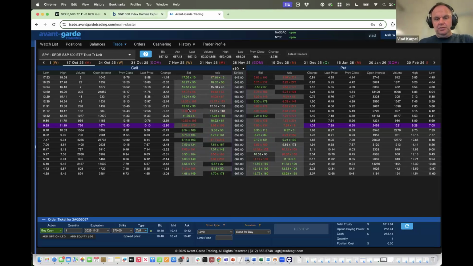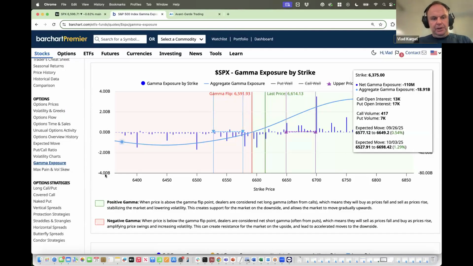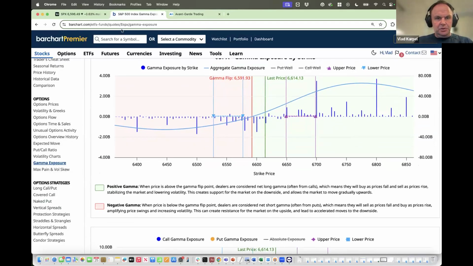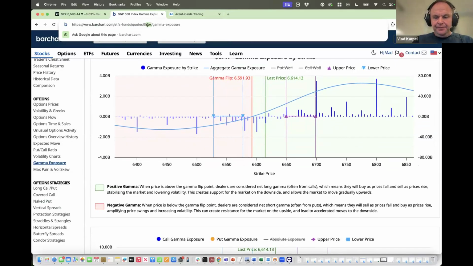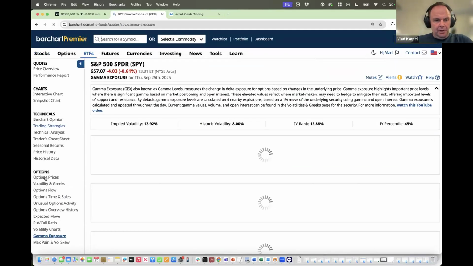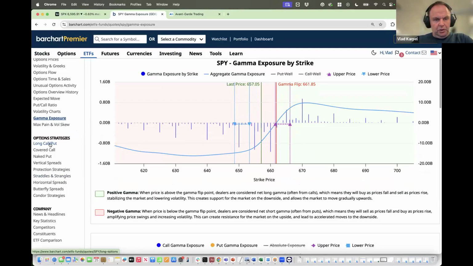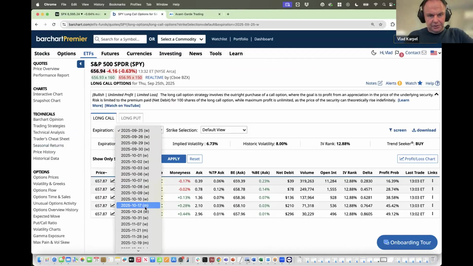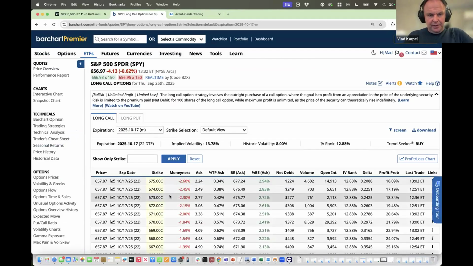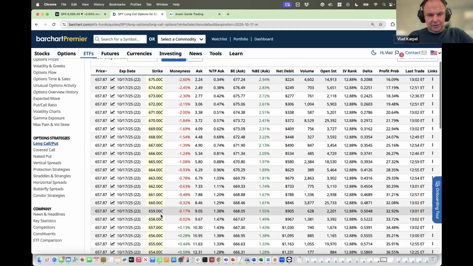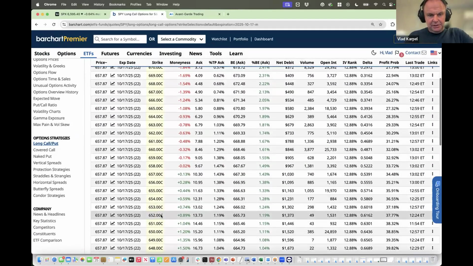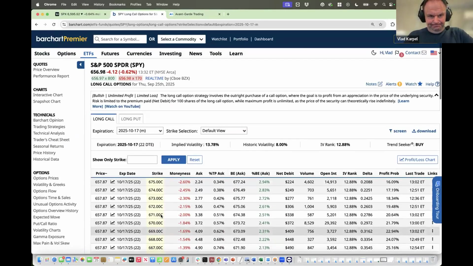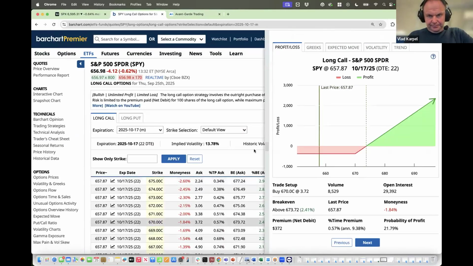And you can always refer to this chart. Here you can go, let's do SPY. Let's say I want to do a long call, and I'm going to select the October expiration. And I want to buy, what did we say, 670? The 670 strike. Then you can look at the probability of success, 30%, 21%.